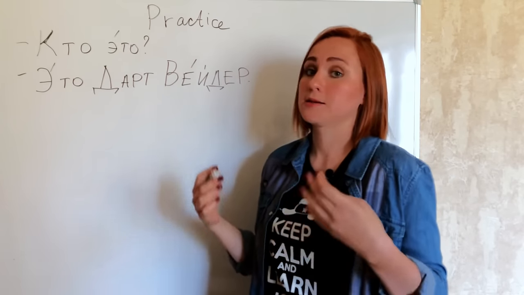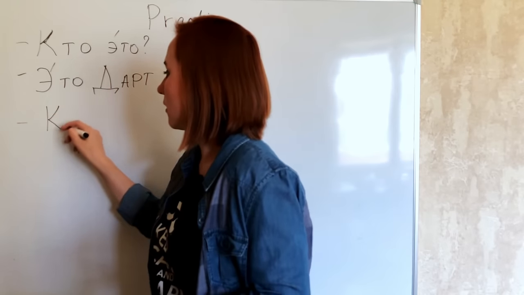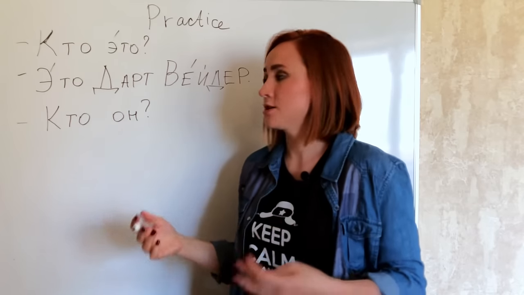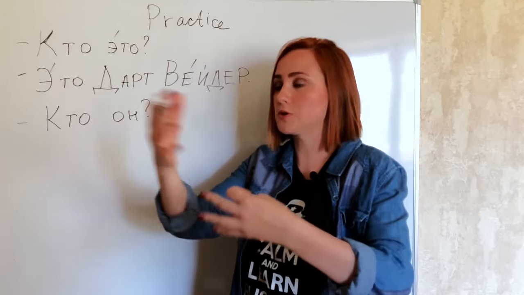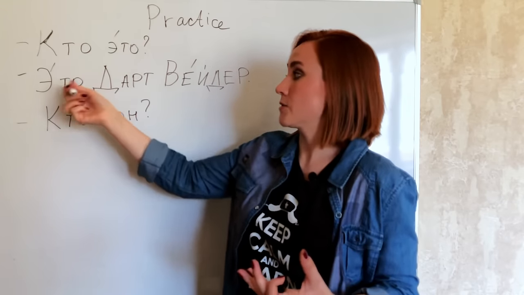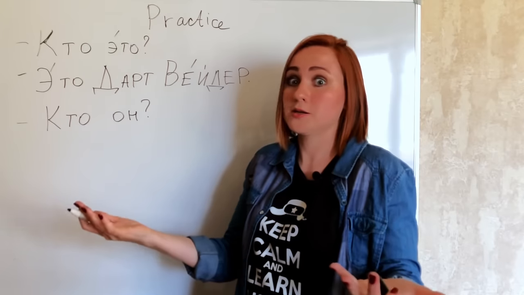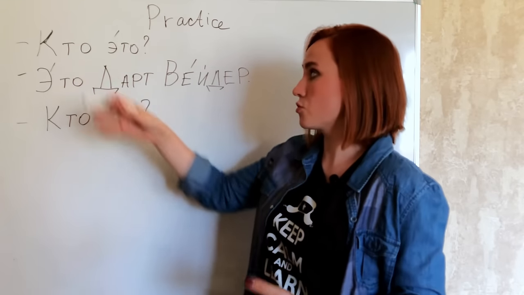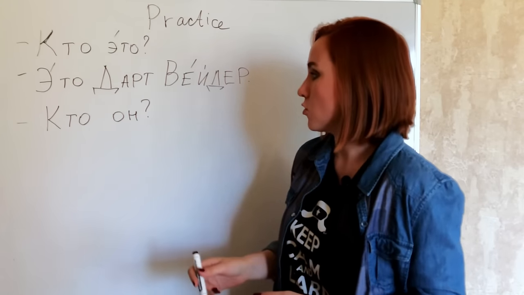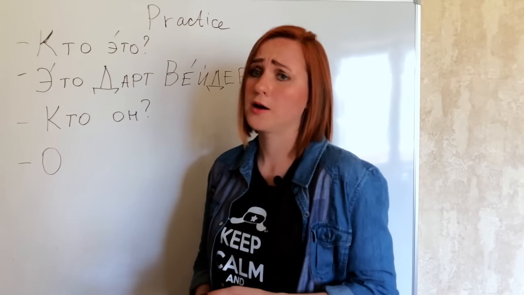Кто это? Who is it? Это Дарт Вейдер. And then you ask, who is he? Кто он? So the difference is that you're seeing someone, you don't know who it is, and you ask, who is this? In general, you don't know at all. So they say it's Darth Vader, and now you want to know who Darth Vader is. Кто он? Who is he?